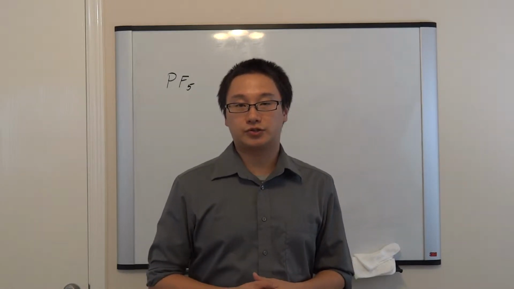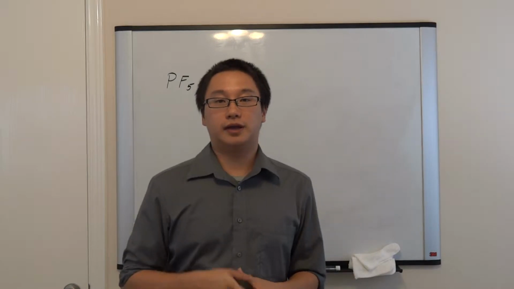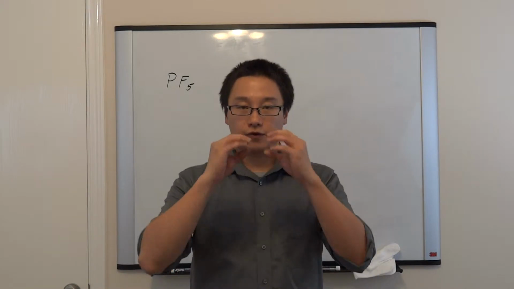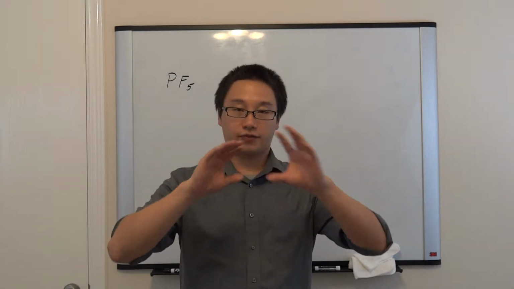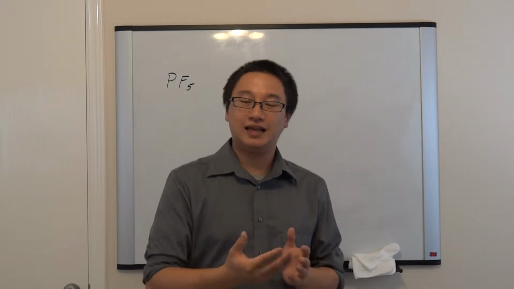Welcome back to part 2 of the drawing Lewis dot structure tutorial. In this tutorial, I will teach you how to draw Lewis dot structures where an atom could go over 8 electrons, exceeding the octet for itself. Now, we talked about this in part 1, that elements in the third period and below are capable of taking more than 8 electrons.